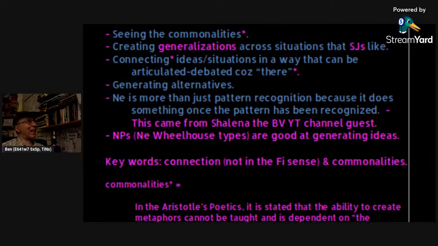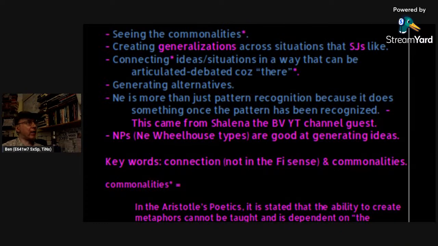So they're better as idea generators, and NJs are better as idea enactors and follow-through. Again, this is what we notice at the whole type level. NPs are better at starting projects and idea generation. NJs are better at follow-through. As you can see in the type of ENTJ, which is very good as the CEO, the mobilizer, as Cozy would call that role. Yes. That came from Shalina: NE is more than just pattern recognition because it does something once the pattern has been recognized.